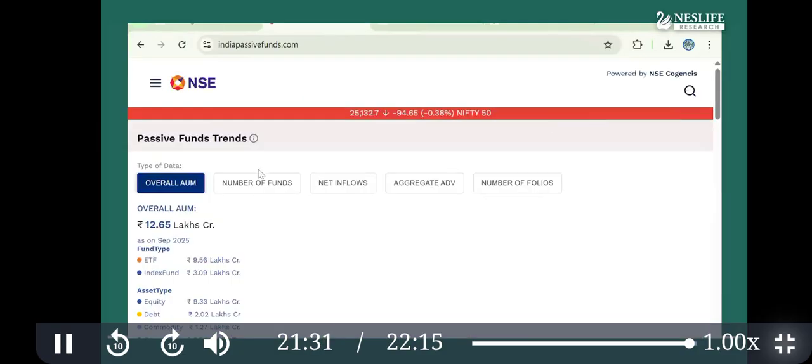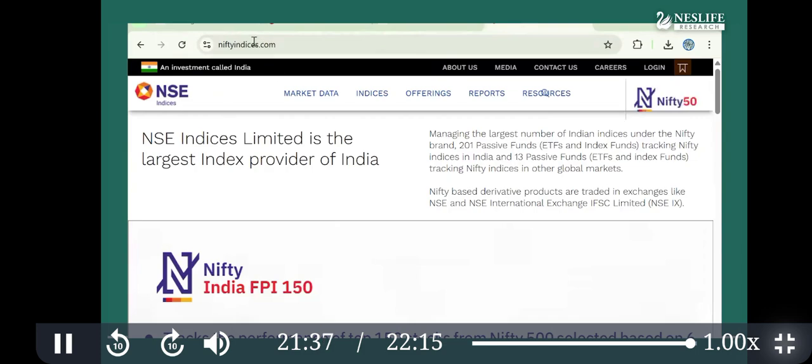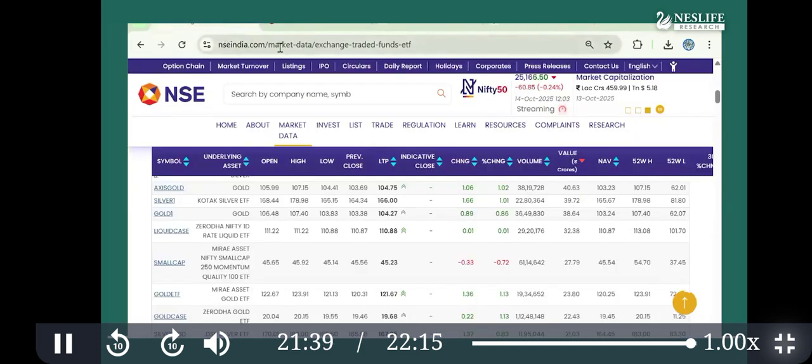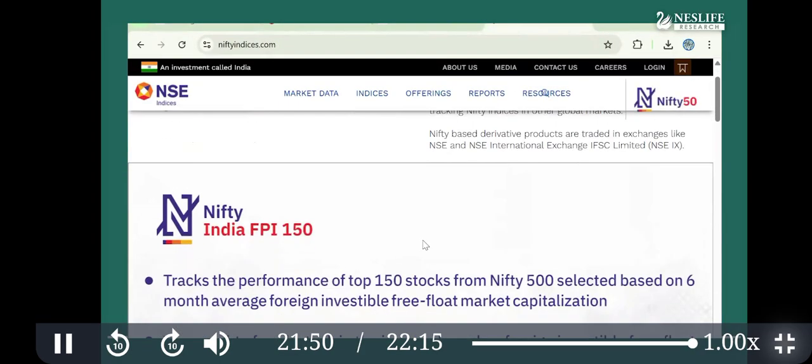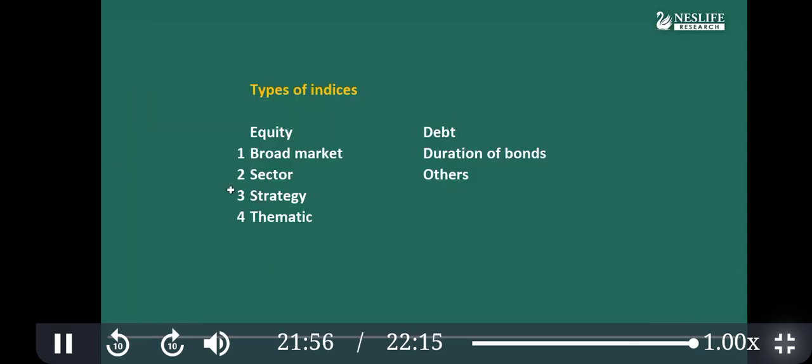It is not difficult. So India passive funds, niftyindices.com, and NSE India. These three are all NSE only, but they are created separately just for information purposes. So explore these three websites, and there is some more information as well. So you will be acquainted with ETFs and indices. But be aware, the broad market index is more than enough. Do not go into other ETFs till you get the experience and know the market in depth. All right. Thank you very much.